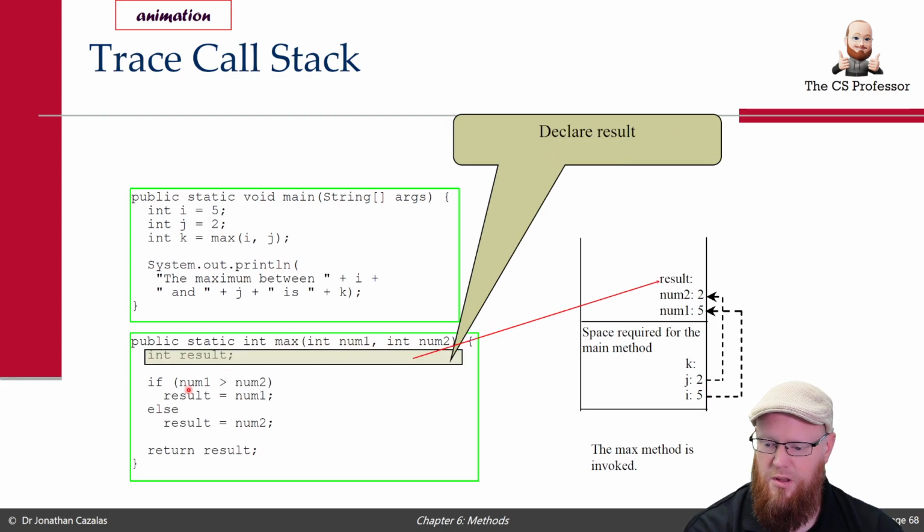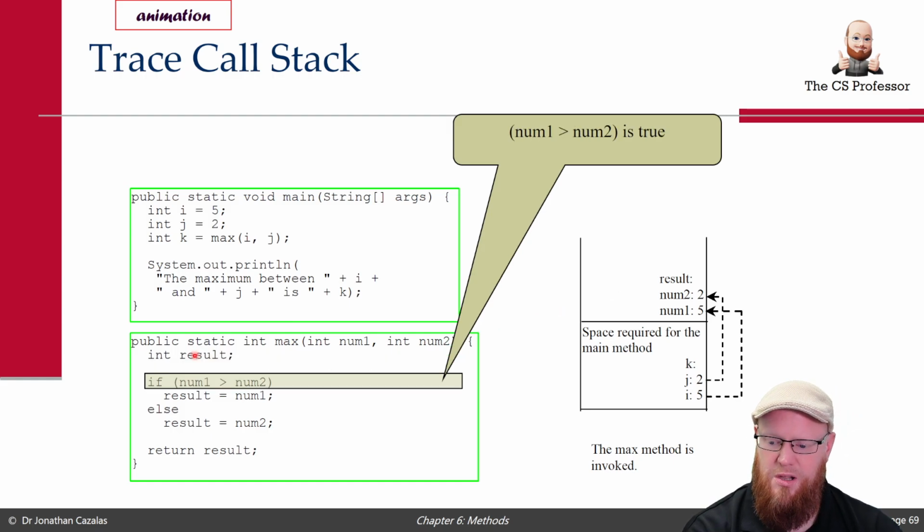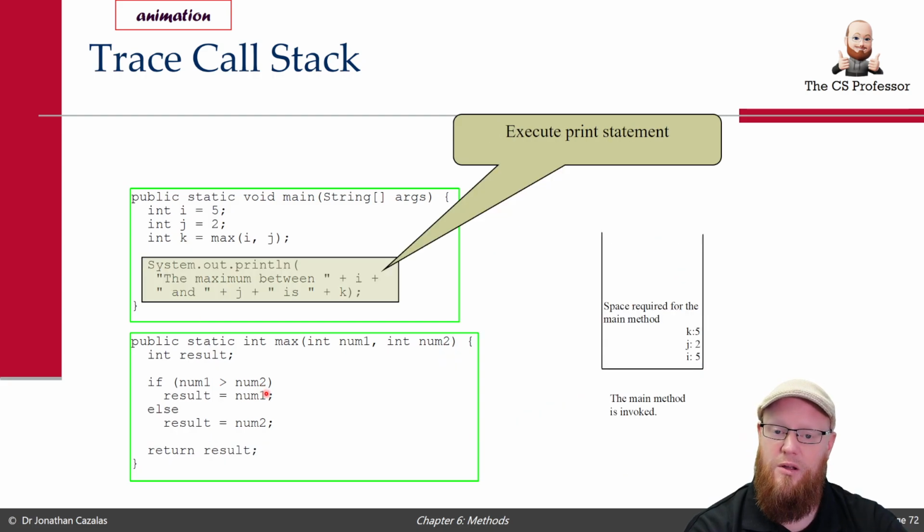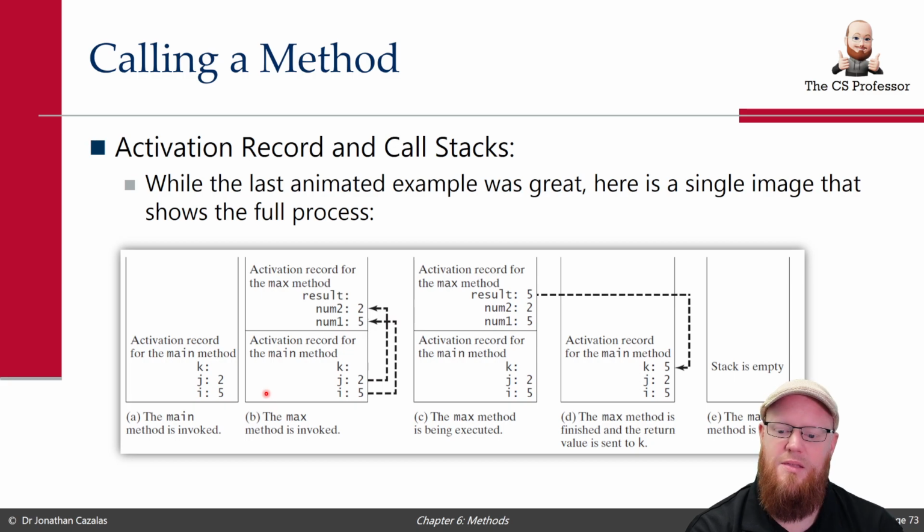We then determine the result. We have this variable result that we declare, and we determine that result is in fact going to be 5, and we return result. Where does result get returned? Result gets returned into k, and then we print it. We saw this example quite exhaustively last time. But the takeaway here is to understand these activation records that open up on the stack. Once method max returns the result, that activation record is removed from the stack. Now we're back at main, program control has returned to main, and we make this print statement.